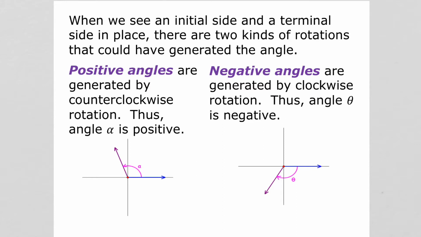Positive angles go counterclockwise from the positive x-axis, and negative angles go clockwise down from the positive x-axis.